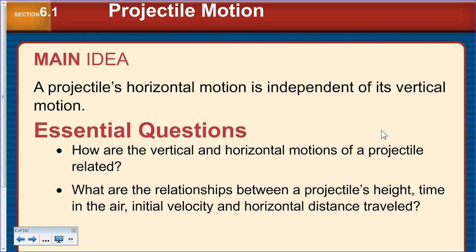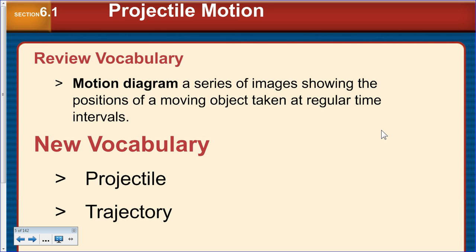So we want to look at how the vertical and horizontal motions of a projectile are related, because they are related, and how this relationship between the height, the time in the air, the initial velocity, the horizontal distance traveled, all these things tie in together. It ties in beautifully with the velocity diagrams. We will do some motion diagrams as well. So we're looking at the idea of projectile and trajectory.